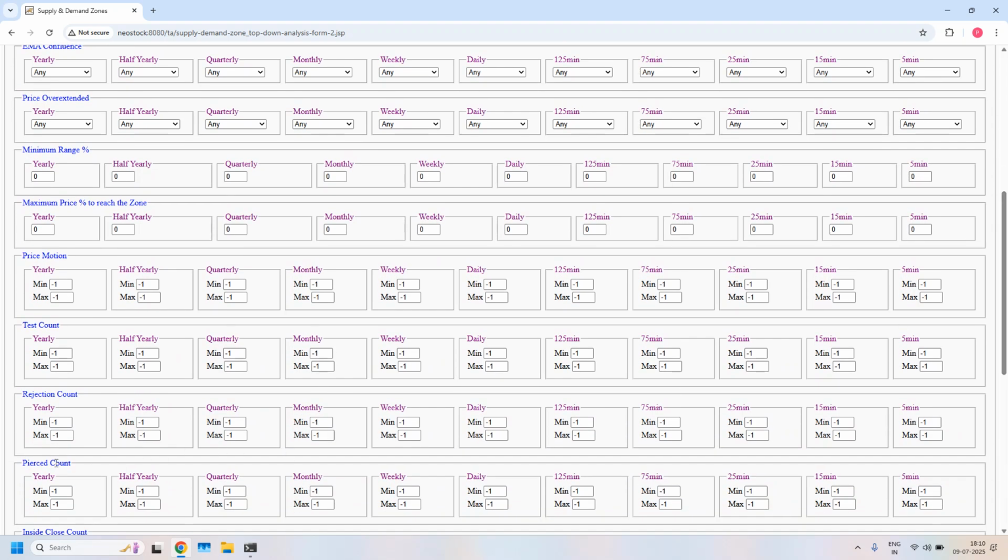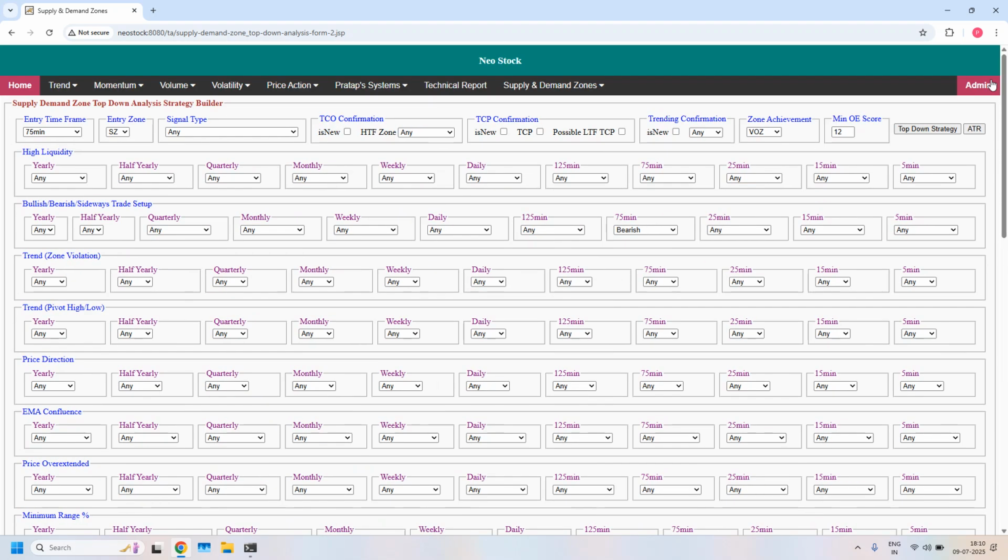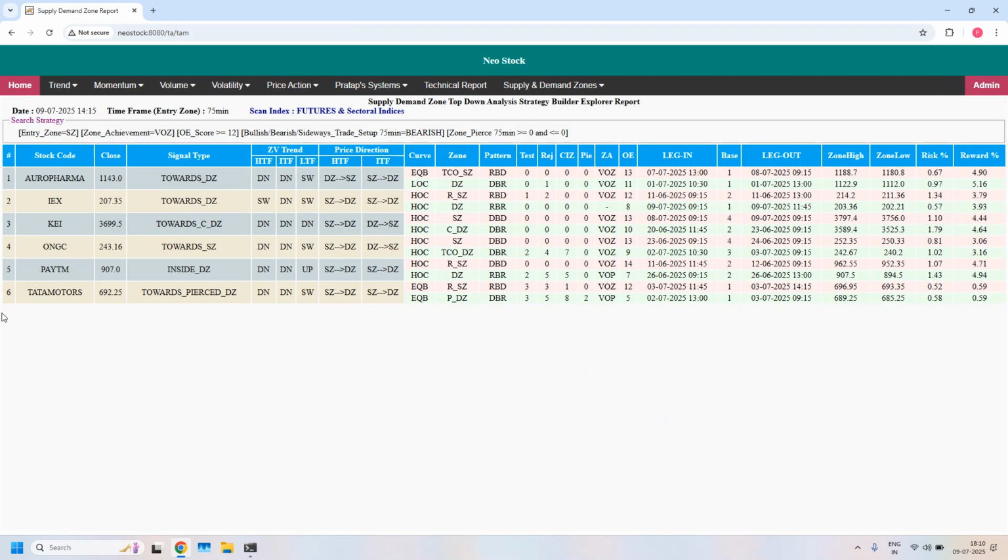not be pierced. So in the pierced count at 75 minutes time frame, minimum value 0, maximum value 0. With these filters, we got 6 stocks. So these 6 stocks are supporting the bearish trade setup for weekly income trade, and entry time frame zones are 75 minute supply zones. So total we got 6 stocks.